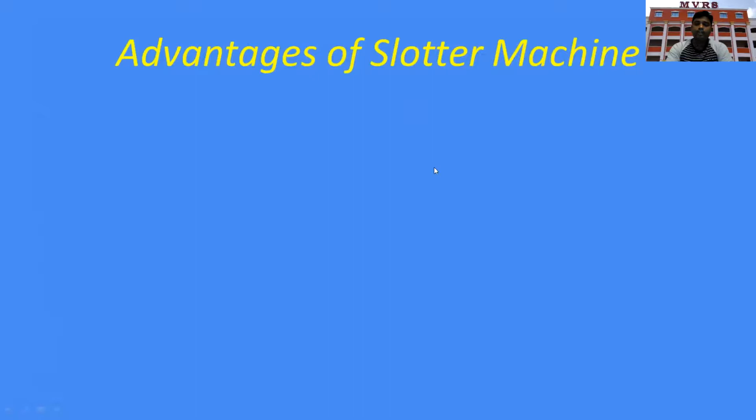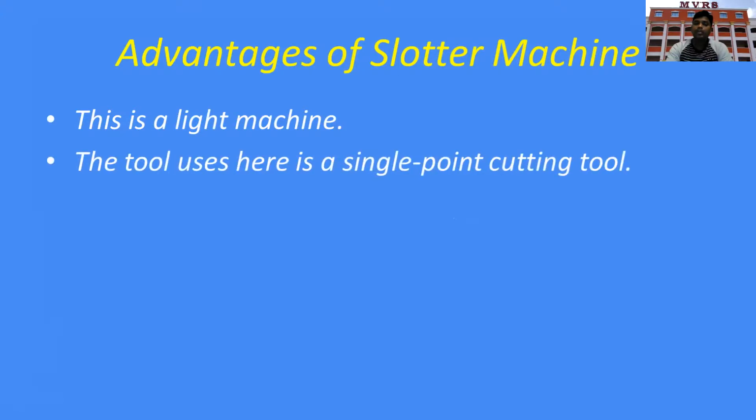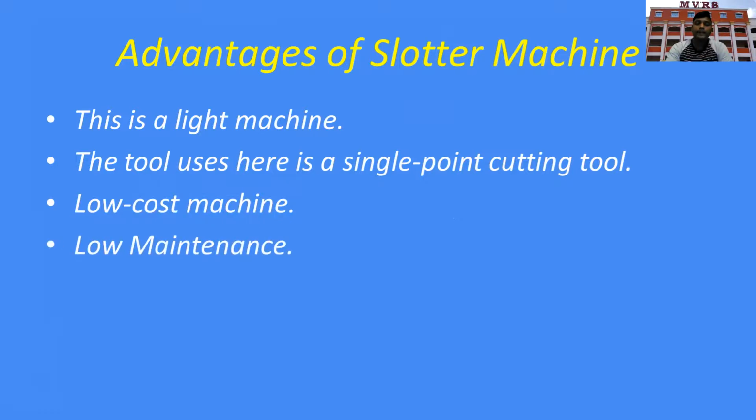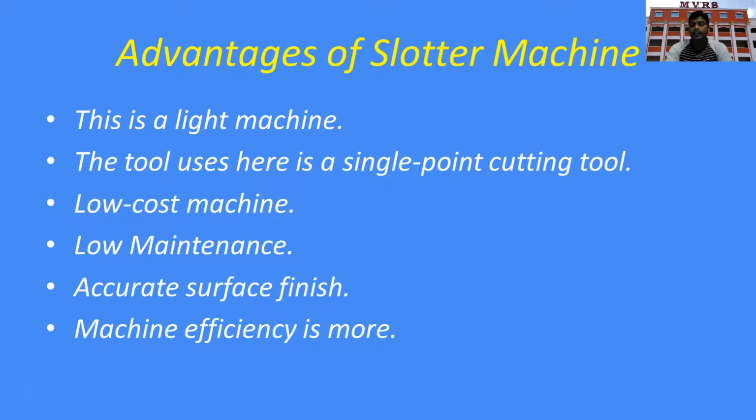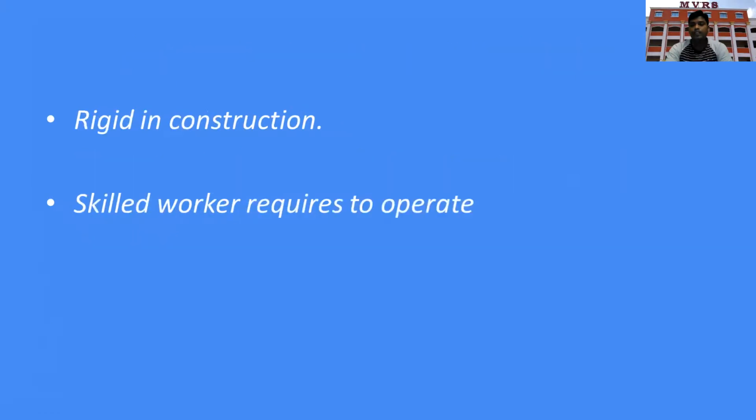What are the advantages of a slotting machine? This is a light machine, as we all know. The tool used here is a single point cutting tool, so the material can be cut using a single point cutting tool. It is a low cost machine, it requires low maintenance, it gives an accurate surface finish, and machining efficiency is high.